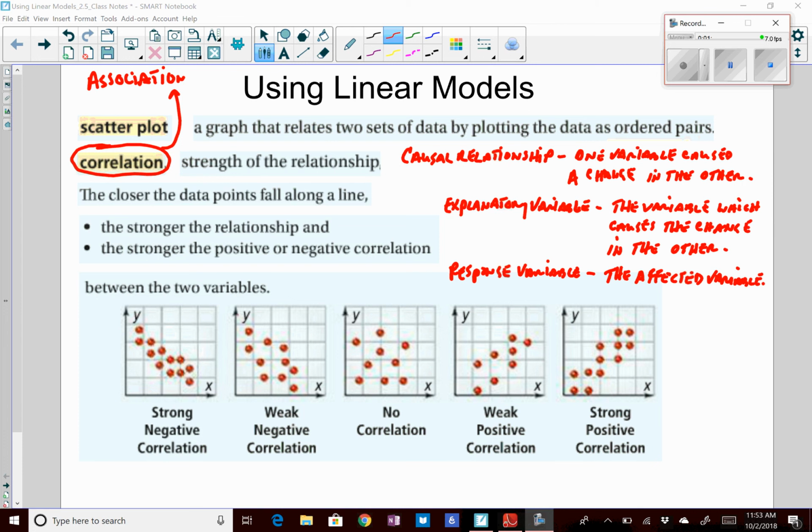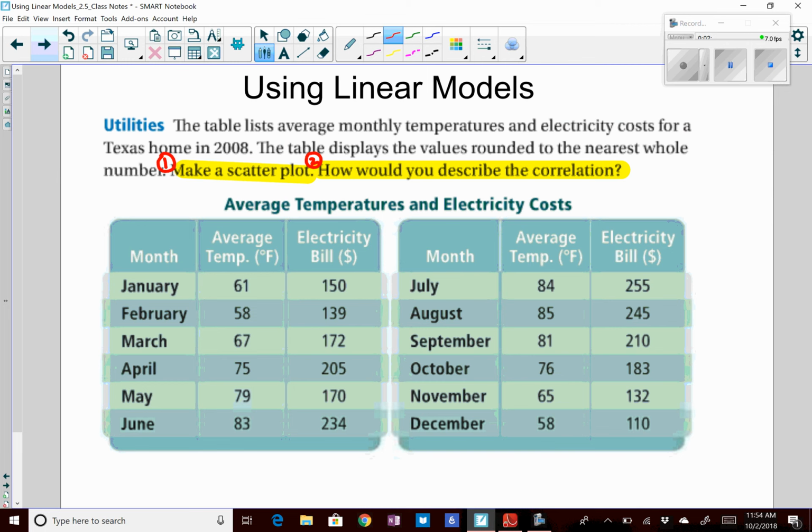Here they show a table that lists the average monthly temperatures and the electricity costs for a home in Texas in 2008. The table has the values rounded to the nearest whole number. They want us to make a scatter plot, and they want us to describe the correlation. So the first thing we have to do, we're going to use our calculator for this. The first thing we have to do is get all the numbers entered into the calculator.